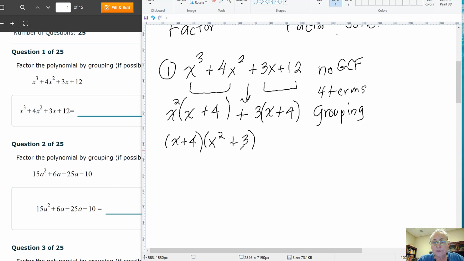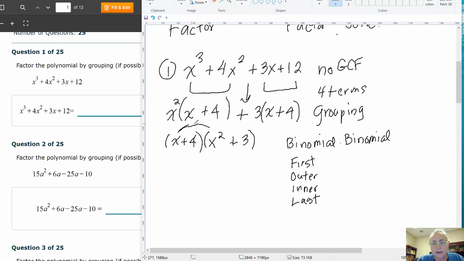Now, if I check this by foiling, you know, when you multiply a binomial times a binomial, we have a little mnemonic device called the FOIL rule, where we multiply first, outside, inside, last. The first two, the outer two, the inner two, and the last two. First, outer, inner, and last. You can multiply those to check to make sure that you have factored correctly.